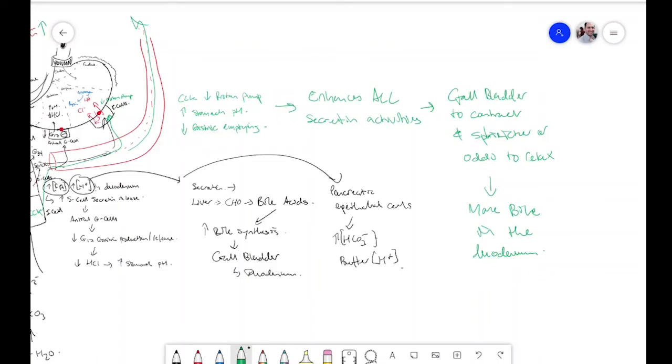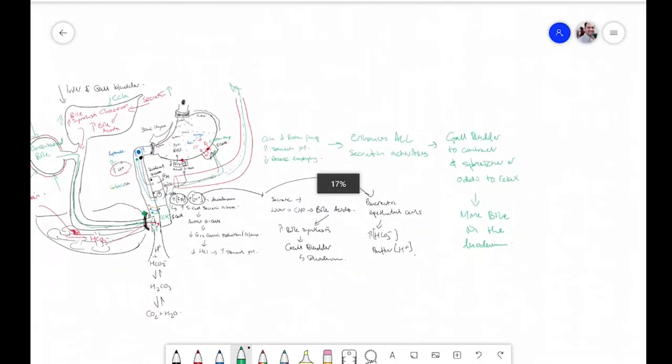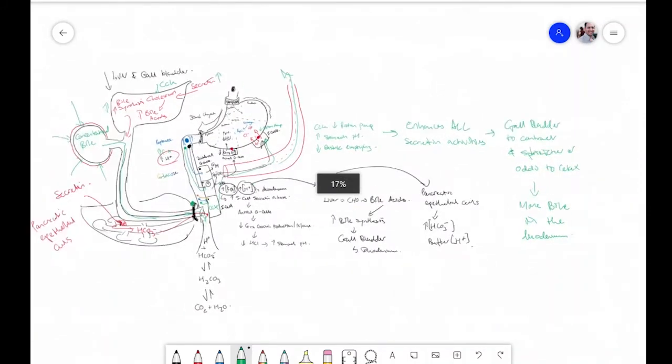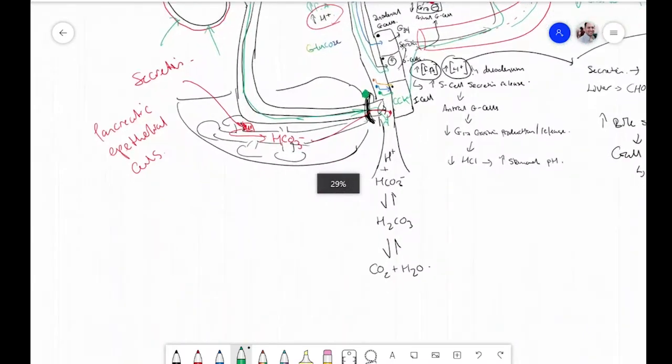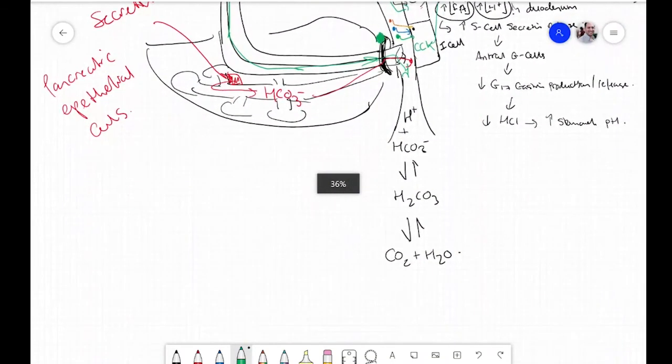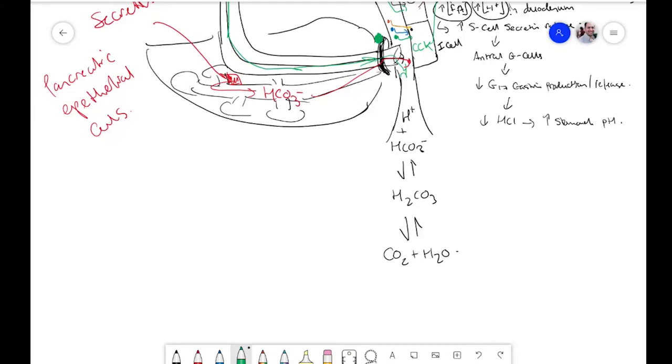There is something else, though, that CCK does. Let's have another little zoom. And that is, we need to zoom in around the pancreas for this. Okay. Now, CCK will also act on the pancreatic acini. So, in and around these lobes here, let's change color again, we've got a group of cells.